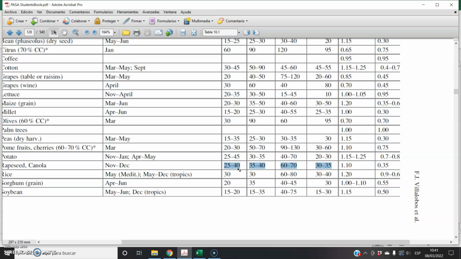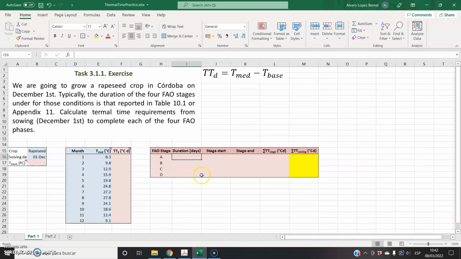I'm going to assume that I have 35 days in stage A, 35 in stage B, 65 in stage C, and 35 in stage D. You can also take the midpoint of the durations if you like. Well, according to table 10.1, I'm going to consider these typical durations for my location.